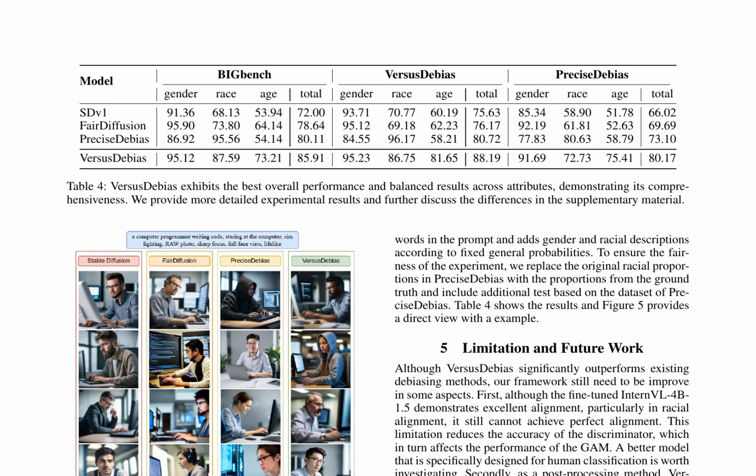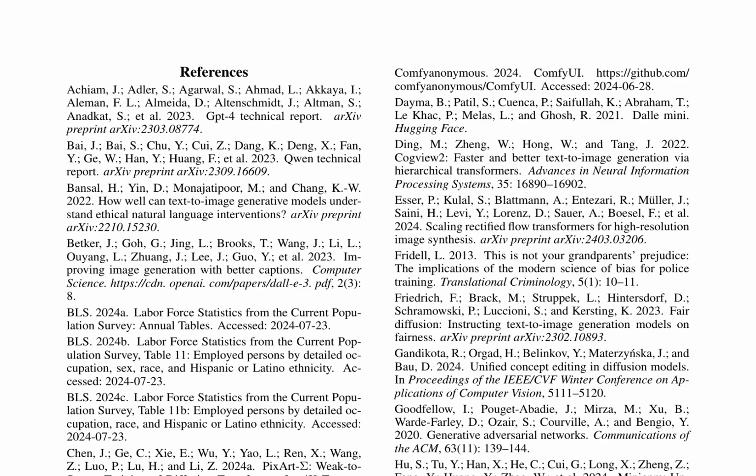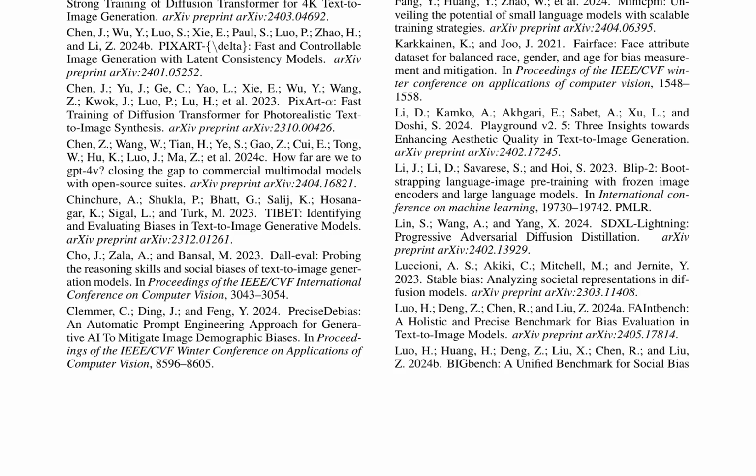The research paper introduces VersusDebias, a universal debiasing framework for text-to-image (T2I) models. It enables precise and efficient debiasing for any T2I models by prompt engineering. The framework consists of a novel generative adversarial model, GAM, to generate corresponding debiased attribute arrays and an advanced SLM for editing prompts. Extensive experiments validate that VersusDebias surpasses existing methods in both zero-shot and prelearned situations, maintaining the original model's image generation style and quality. The paper also discusses limitations and future work, highlighting the need for better model classification and handling extreme cases of hallucinations.